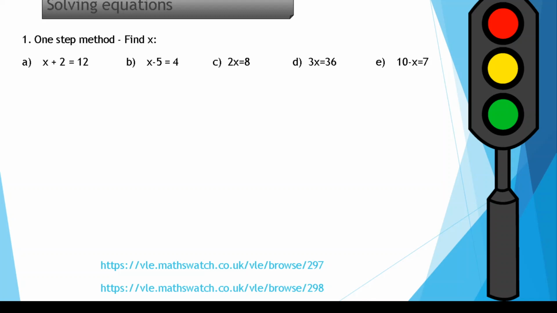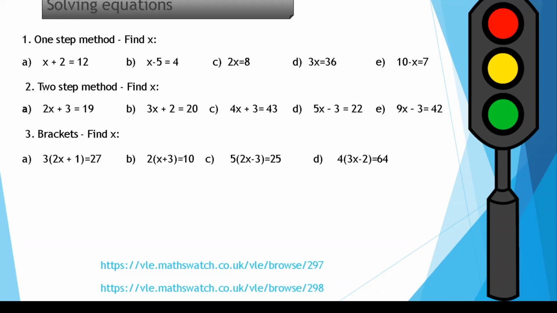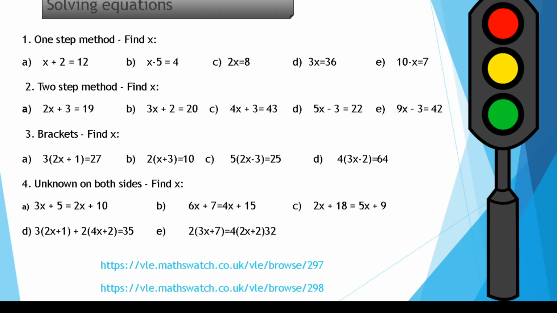Solving equations. Now, with solving equations, some students can do the one-step method, basic equations there, or the two-step methods, and the next one is involving brackets. Now, traffic light, because some questions here you might be able to do, some you might need more support in terms of the clips down there. And the fourth question there is when you've got unknowns on both sides. Which questions can you do? Which questions do you need more help with?